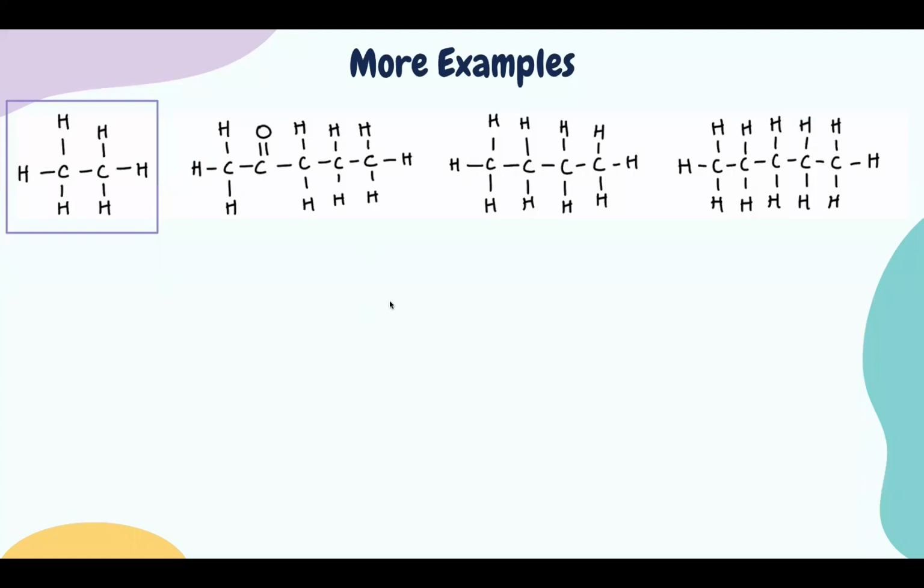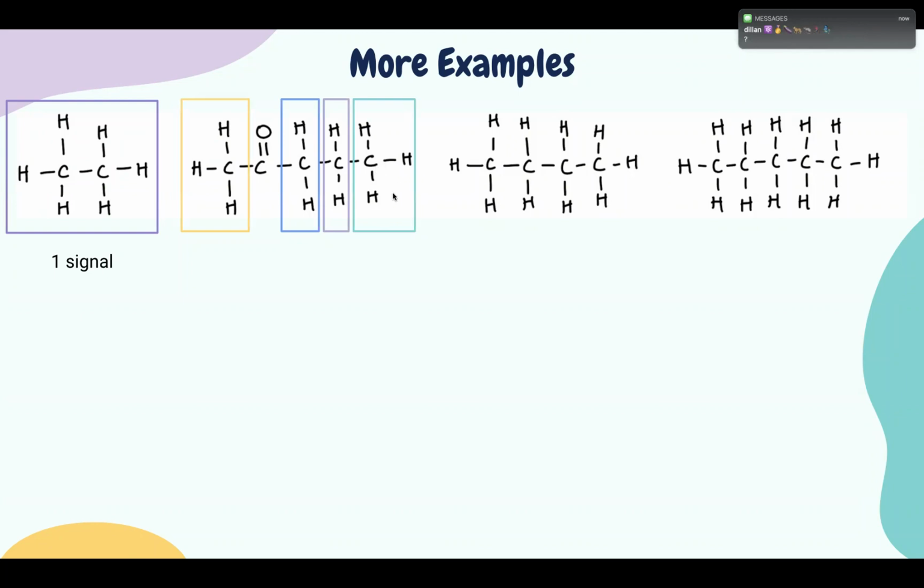Yeah, so the second structure over here has four signals. The methyl group on the right is attached to this ketone, so it's in a different environment. This CH2 group in blue is in a separate environment because it's attached to the ketone and this CH2 group. And this purple CH2 group is in its own environment because it's attached to the methyl group in light blue and this darker blue CH2 group. Does that make sense to everyone?